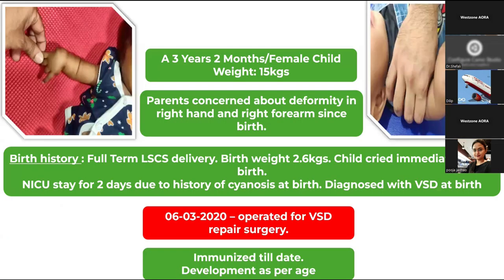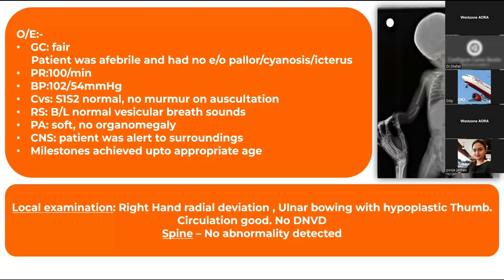So here I would like to discuss a case of a 3-year-old child weighing 15 kgs with parents concerned about a deformity in the right hand and right forearm since birth. His birth history was full-term LSCS delivery with birth weight of 2.6 kgs, and the child immediately cried after birth. But the patient had history of cyanosis at birth and was diagnosed with a VSD. Patient underwent a VSD repair surgery, and after that, we saw the patient.